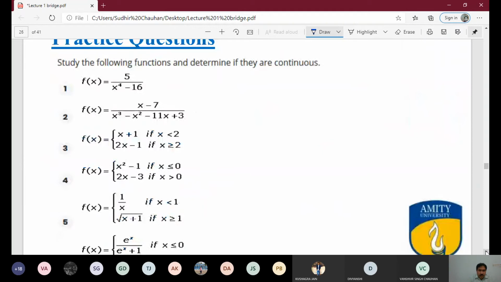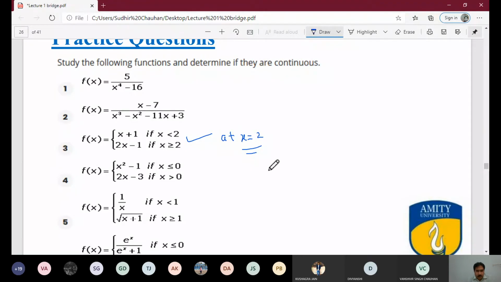So here we can find some questions. We can check for question number 3 and 4. We can check the continuity at x is equal to 2. So you can try this question. Please find the limit, left hand limit, right hand limit at x is equal to 2, and then check whether its value is equal to the value of the function.